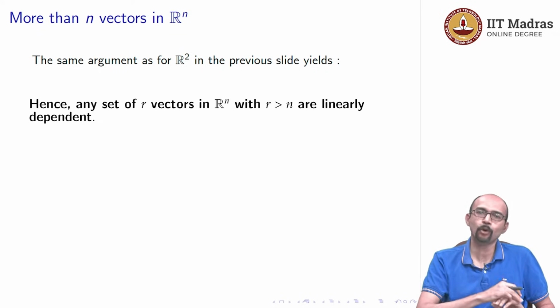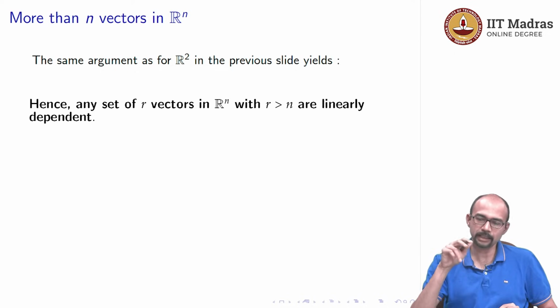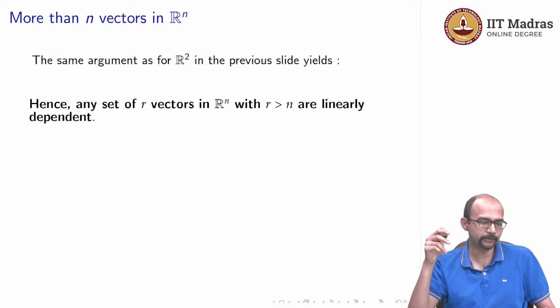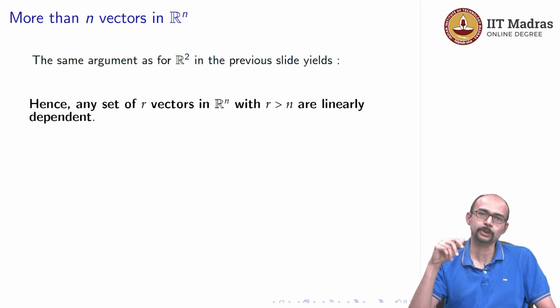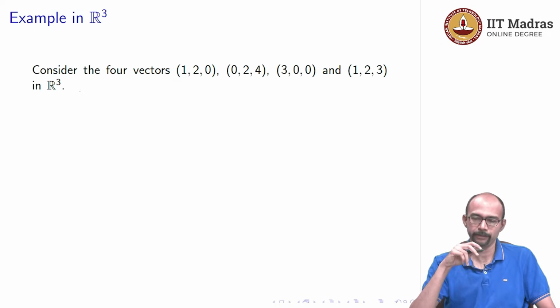Okay. So, if you have more than n vectors in Rn, then they are always going to be linearly dependent. Okay, important point. So, again this is picking up that number n in some way.